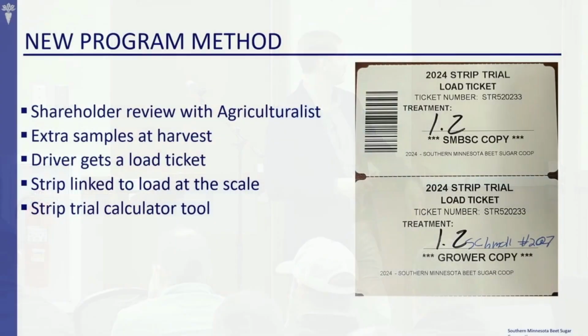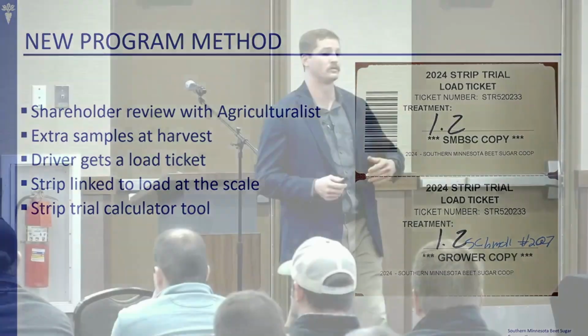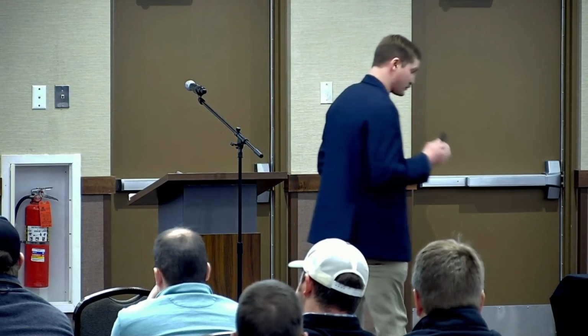As soon as we get to the end of the season, we're able to take that load data, whether that's the shareholder themselves or the agriculturalist helping them out. We can plug that data into a tool that we've developed to automatically calculate strip trial results. And that'll be available on our portal and exportable to Excel.